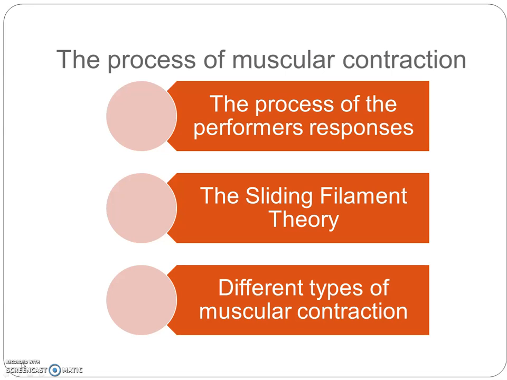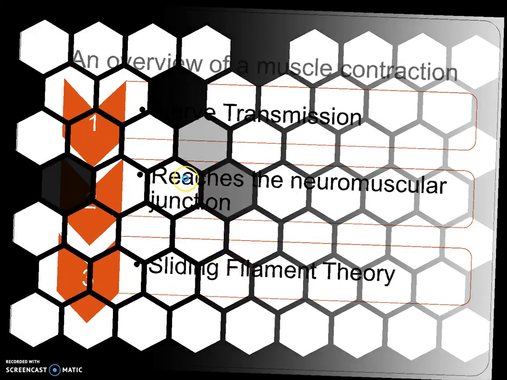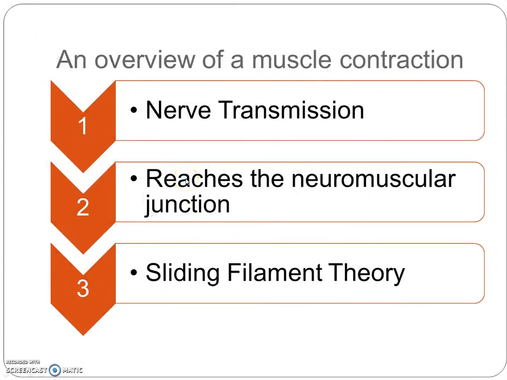Within this PowerPoint, I will be talking about the muscular contraction process, which includes the process of performance response, the sliding filament theory, and different types of muscular contraction. First of all, I will give an overview of a standard muscular contraction. This includes everything from a stimulant traveling towards the brain down the neuromuscular junction, and then after that, everything a muscle actually does, which is the sliding filament theory.